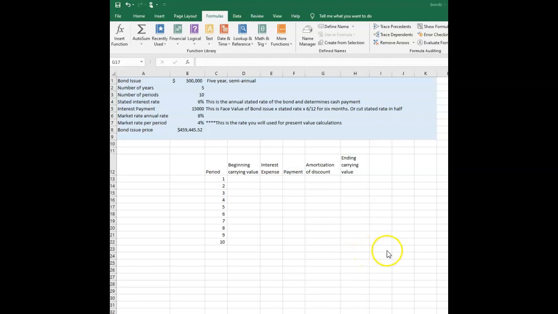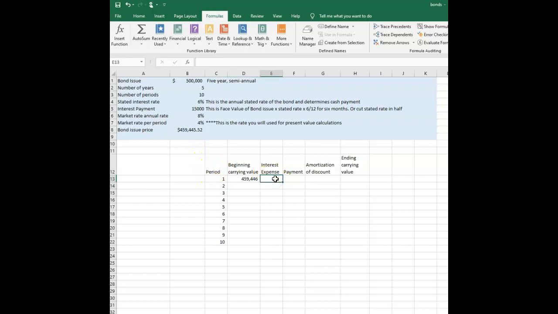In this video, we're going to complete the amortization table for the bond. We've already computed the bond issue price. So I'm going to simply click equals and click on the bond issue price to get my beginning carrying value at the beginning of period 1.